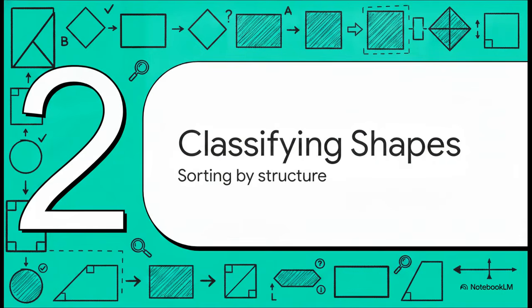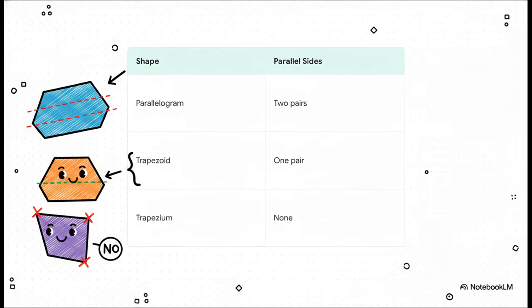Moving right along to Phase 2. Classifying our shapes. So, how do we sort our geometric suspects? Well, we do it systematically by simply counting the number of parallel sides they possess. Parallel lines, just as a quick reminder, are lines that will never ever intersect, no matter how far you draw them out. Now, if our shape has 2 pairs of parallel sides, boom, it's a parallelogram.